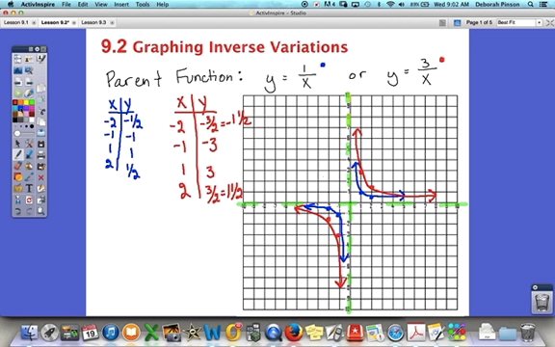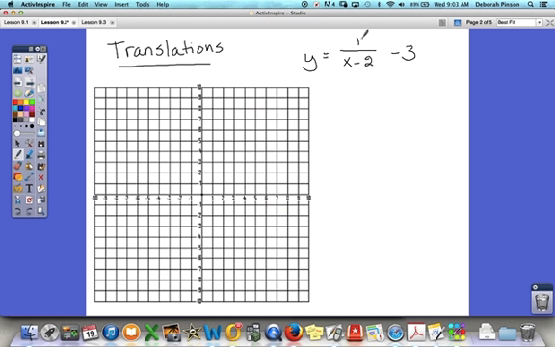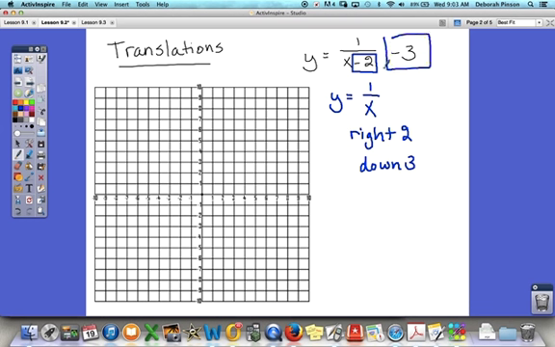Now in my next problem, I'm going to use this parent function right here. I want you to look at what this problem says. It says 1 over x minus 2, minus 3. So your parent function is 1 over x. Now once I've graphed that, I want y'all to think back to all of the graphing we've done before. I'm going to move my graph to the right 2 and down 3. Now y'all remember when we had those translations before?